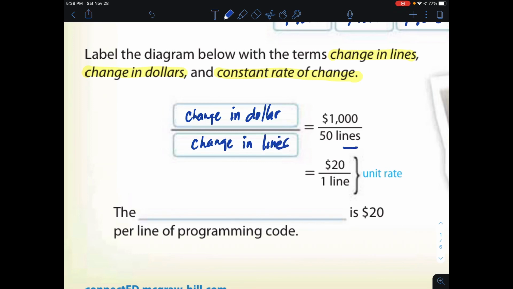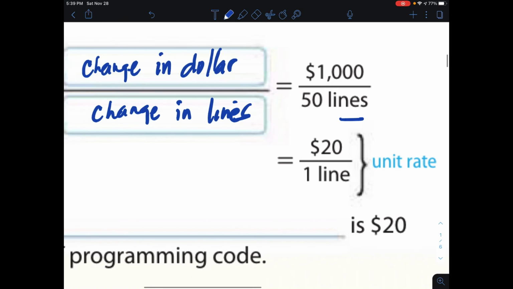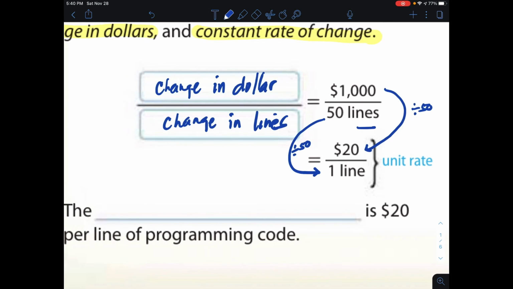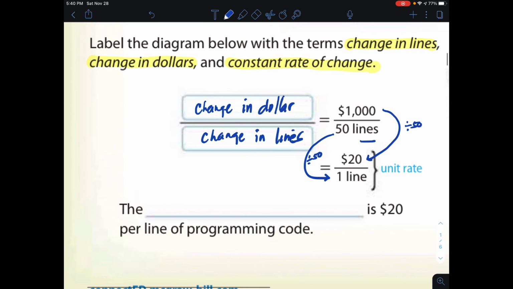Okay. Now, if we get the unit rate of 1,000 over 50, remember what unit rate is, where the denominator should equal 1. So for 50 to be equal to 1, we divide this by 50. Therefore, we need to divide 1,000 by 50 as well. And 1,000 divided by 50 will give you $20. So the unit rate is $20 per one line of code.